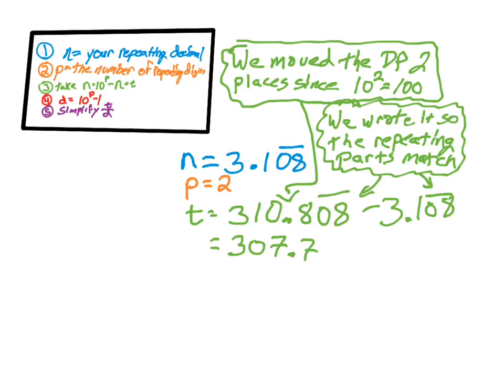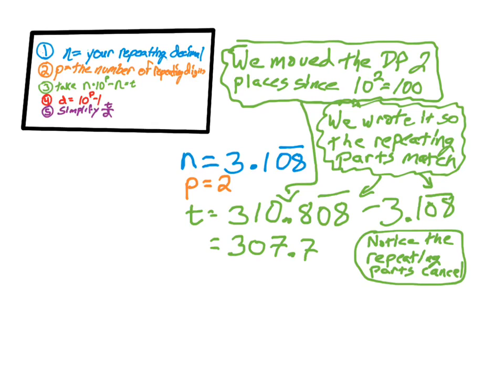When I subtract those, I get 307.7. And notice the repeating parts canceled each other out. That was the whole point we did this. So the 0.08 lining up with the 0.08 repeating, those lined up so they canceled each other out. That's the critical key part.